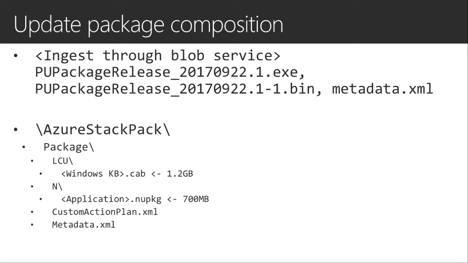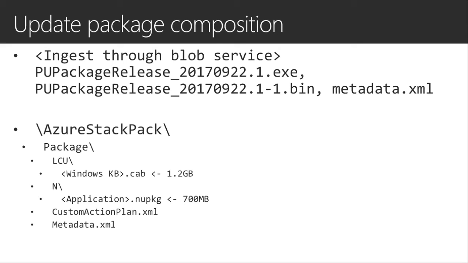Update package composition. We talked a little bit about what is in these things. We'll ingest it through the blob service. There's an exe, corresponding bin files, and the metadata.xml. Again, the metadata.xml is responsible for parsing properties of the package: name, size, prerequisites, support URL. And the Azure Stack packs themselves, what will actually be in these things? The latest cumulative updates will have the Windows KB in it.